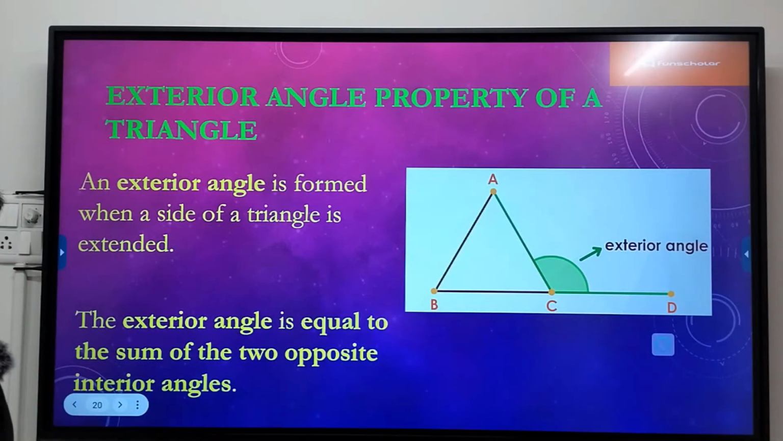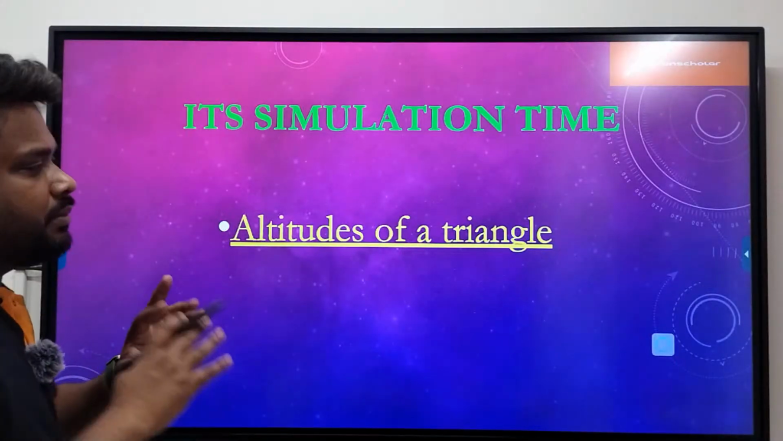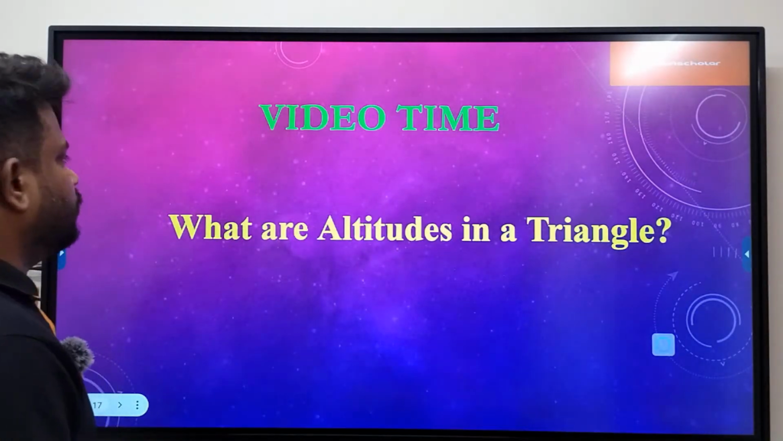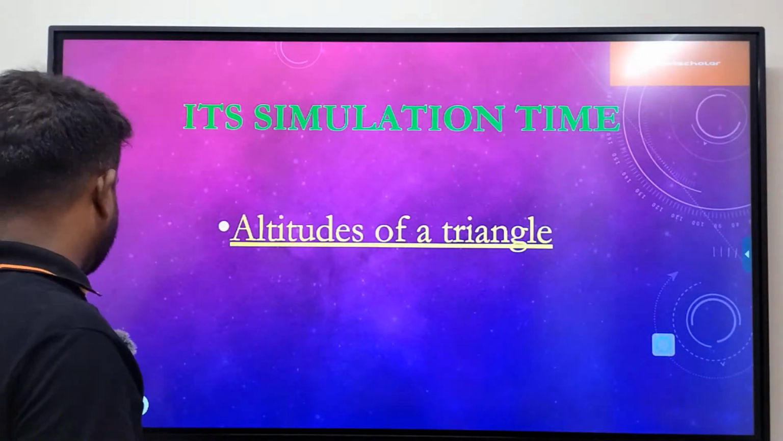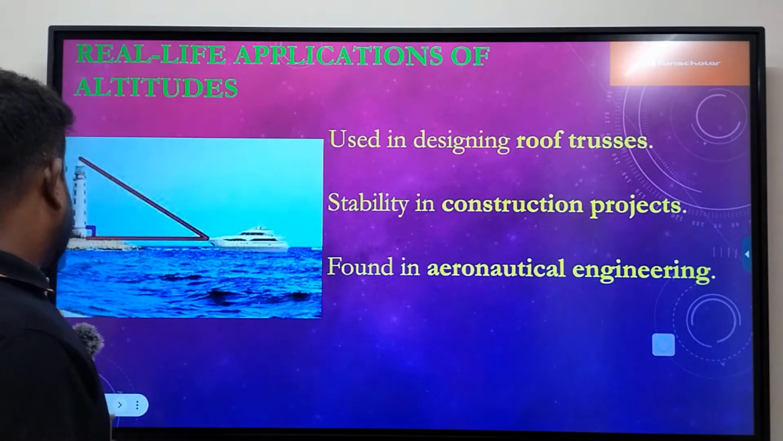Okay, so this may be clear, and we also have a simulation in it, and maybe we will be watching the simulations here further.